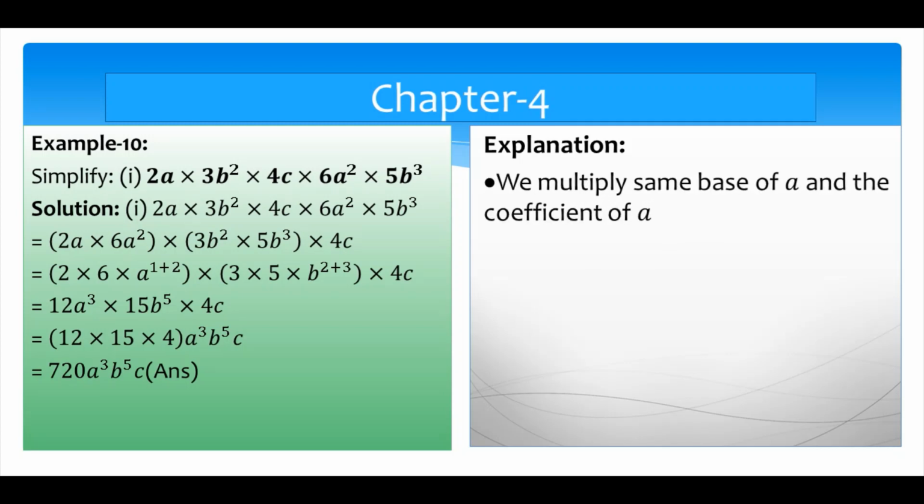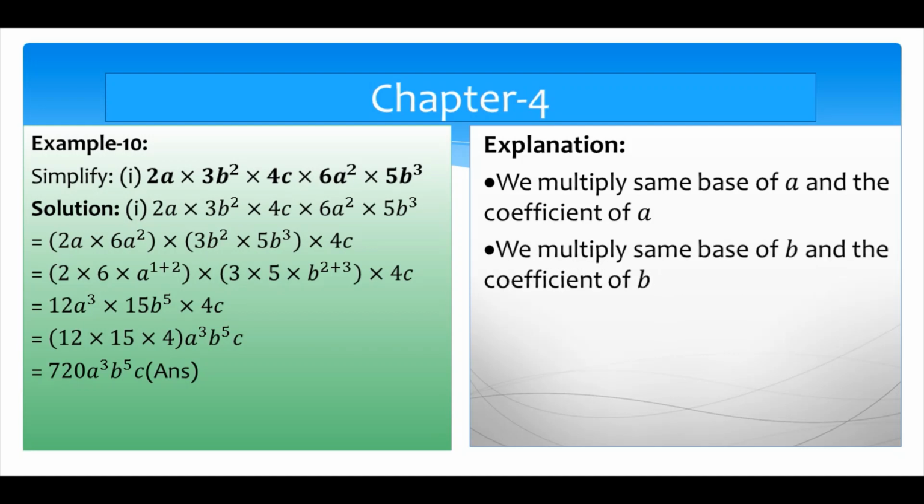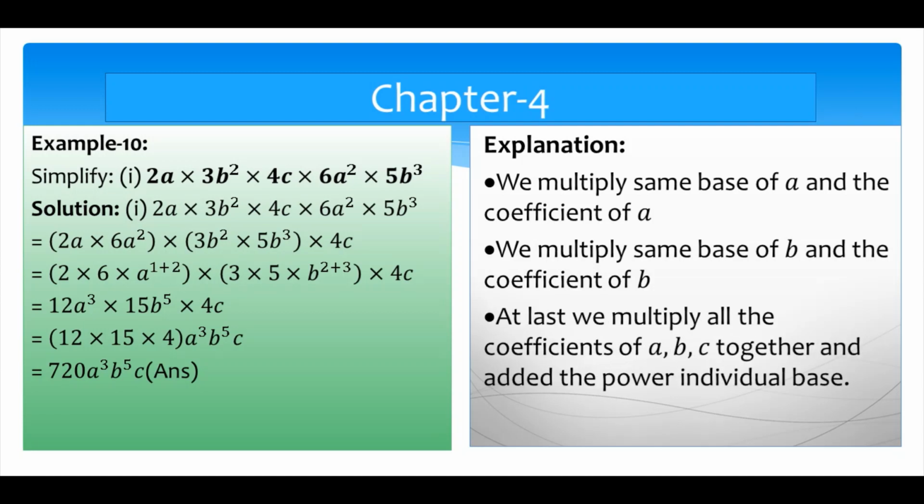Explanation. We multiply the same base of a and the coefficient of a. You can see we multiply the same base of a and the coefficient of a. We multiply the same base of b and the coefficient of b. You can see the red mark here. At last, we multiply all the coefficients of a, b, c together and add the power of each individual base.